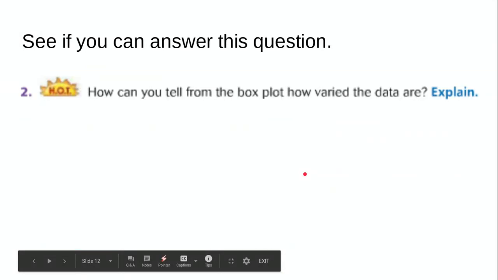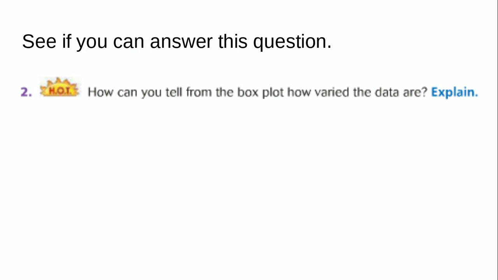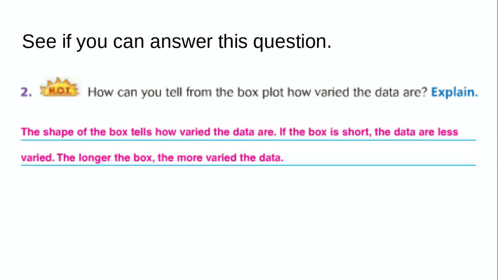So here's what we're going to take away from this. First, let's see if you can answer this question. You can hit pause and answer it quick. How can you tell from a box plot how varied the data are? All right, well, we talked about this way back. The shape of the box tells how varied the data are. If the box is short, the data are less varied. If the box is long, the data is more varied.